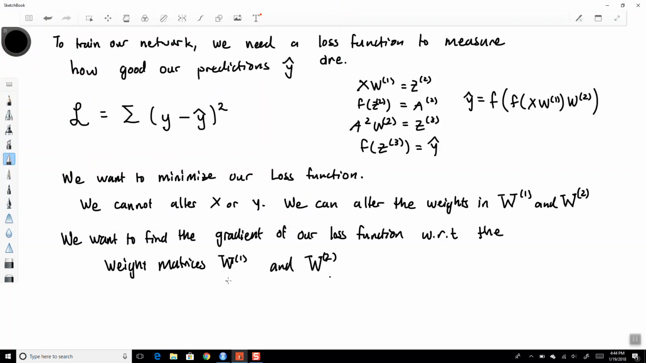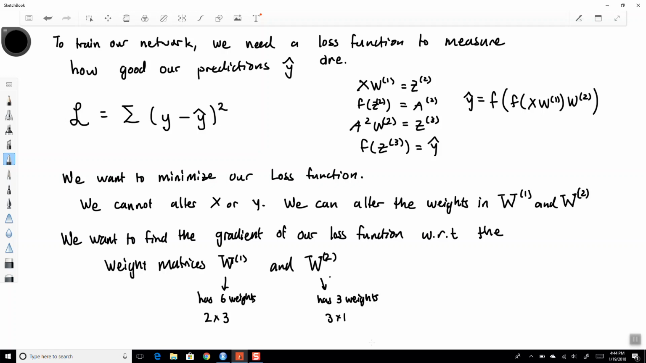Okay, W1 has 6 weights. W2 has 3 weights. Because W1 is a 2 by 3 matrix and W2 is a 3 by 1 matrix, right? So we've got a total of 9 weights to alter and figure out.